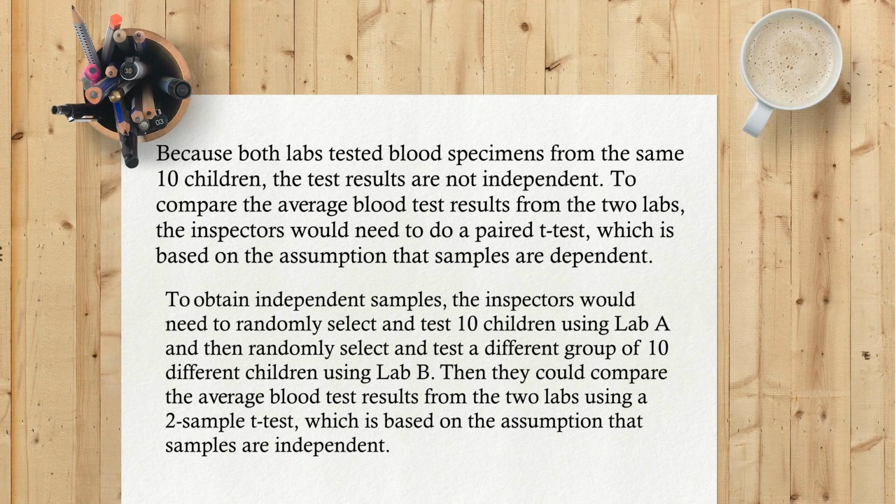To obtain independent samples, the inspectors would need to randomly select and test 10 children using Lab A, and then randomly select and test a different group of 10 different children using Lab B. Then they could compare the average blood test results from the two labs using a two-sample t-test, which is based on the assumption that samples are independent.